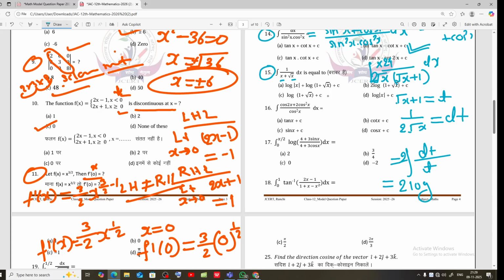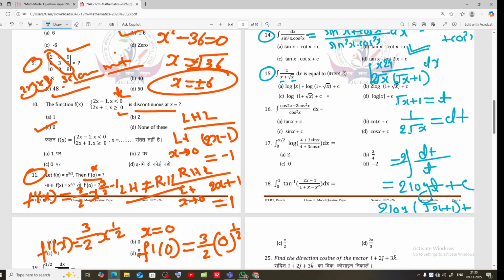So the answer changes to 2 times the integral of dt by t. The integral of 1 by t is log t plus c. That means 2 log of root x plus 1 plus c. The answer is 2 log of 1 plus root x plus c. That means option B is correct. Right? Now question number 16.